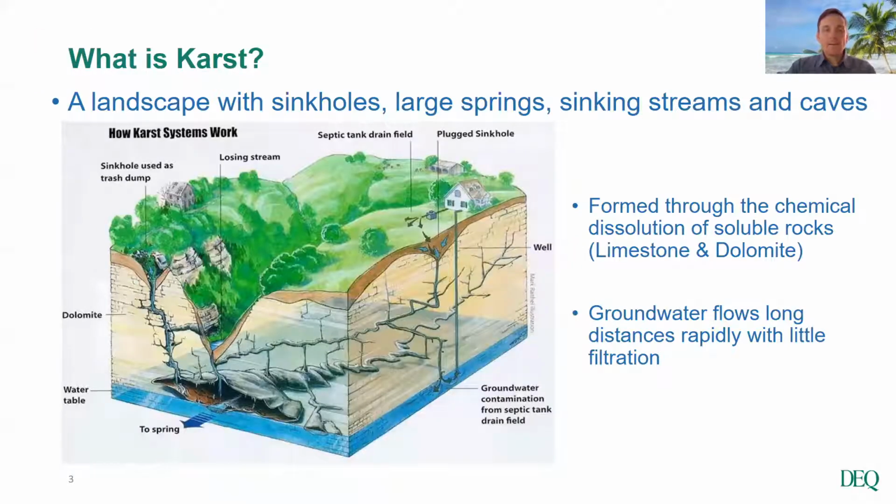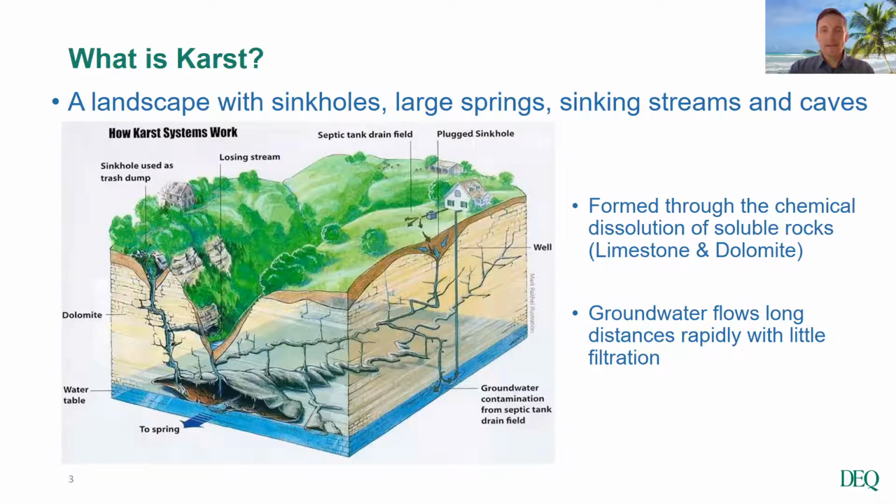So starting out, what is karst? It's a landscape that's typified with sinkholes, large springs, sinking streams, and caves. It is a landscape that's formed due to the dissolution of soluble rocks that exist in parts of Virginia. In Virginia, that's going to be limestone and dolomite.